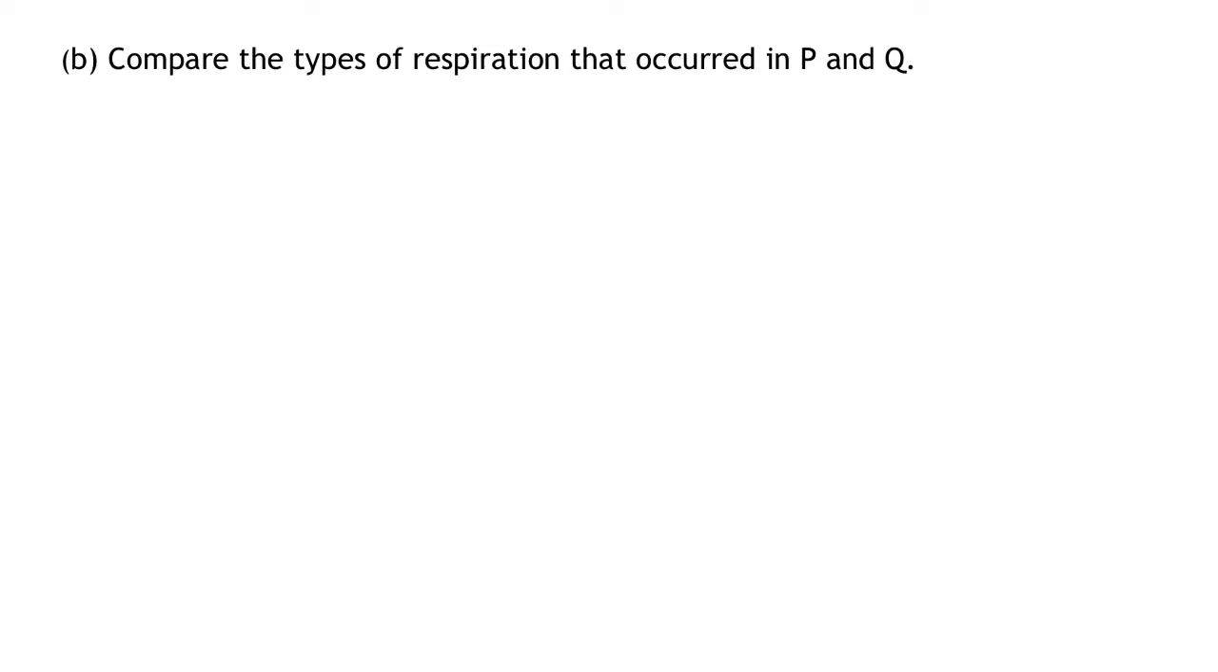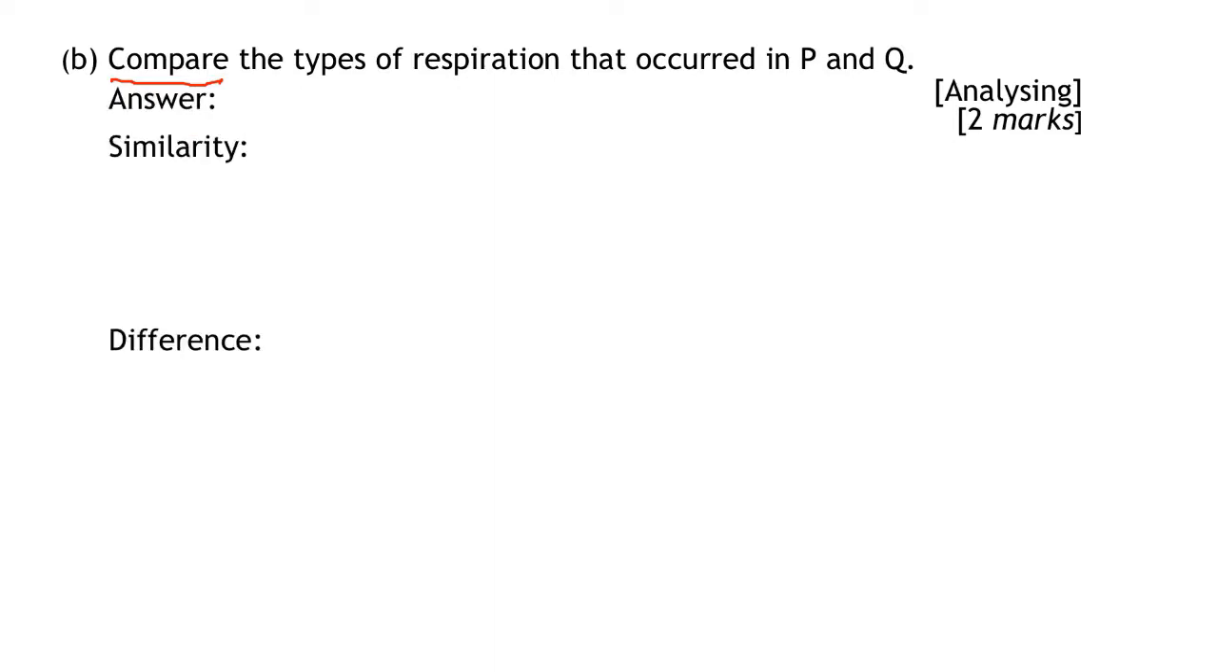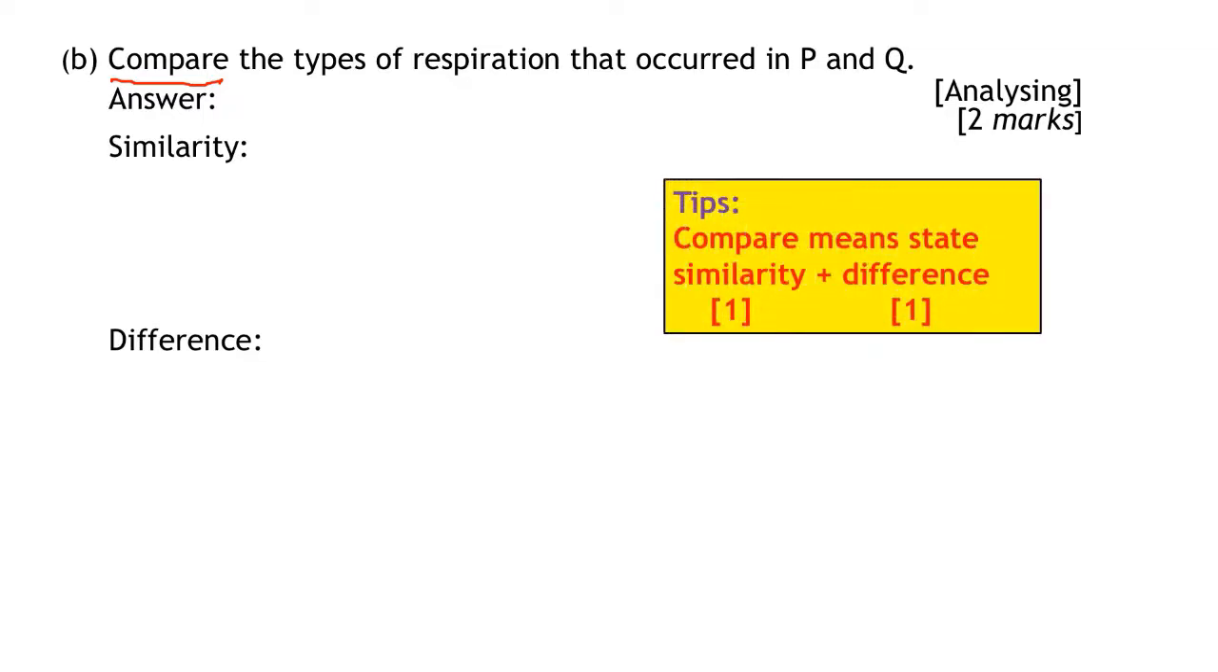Question B. Compare the types of respiration that occur in P and Q. Keyword, compare. This is an analyzing question, 2 marks. The word compare here refers to state the similarity and difference. 2 marks. 1 mark will be given for similarity, another 1 mark for difference.